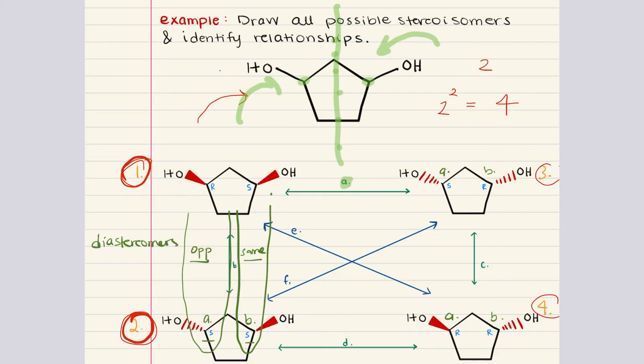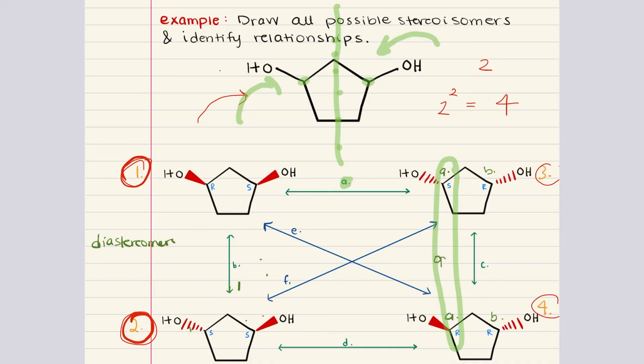What about 3 and 4? Let's compare them. At chiral center A, they have S and R, so opposite. And at chiral center B, they have R and R, so same. So 3 and 4 are a pair of diastereomers as well. Now let's tackle 2 and 4. At chiral center A, one has S and the other has R. And at chiral center B, one has S and the other has R. So SS and RR, they are opposites at each chiral center. So that makes them enantiomers.